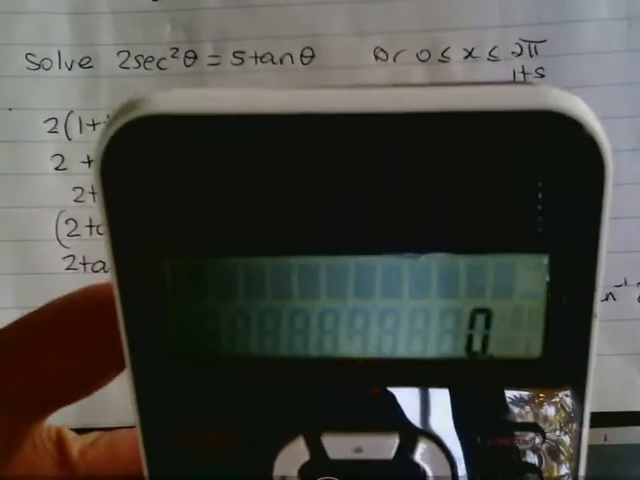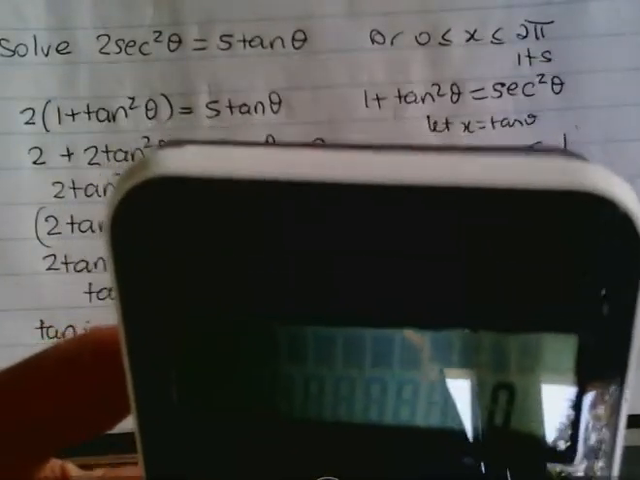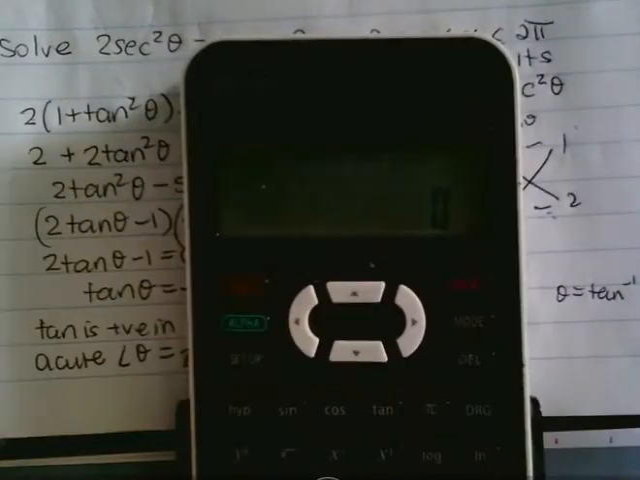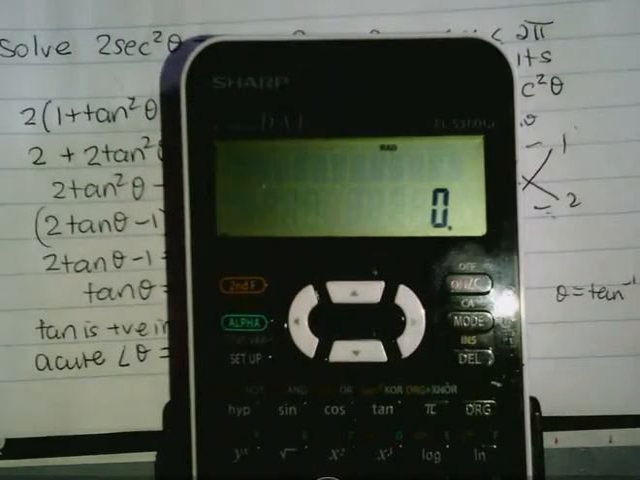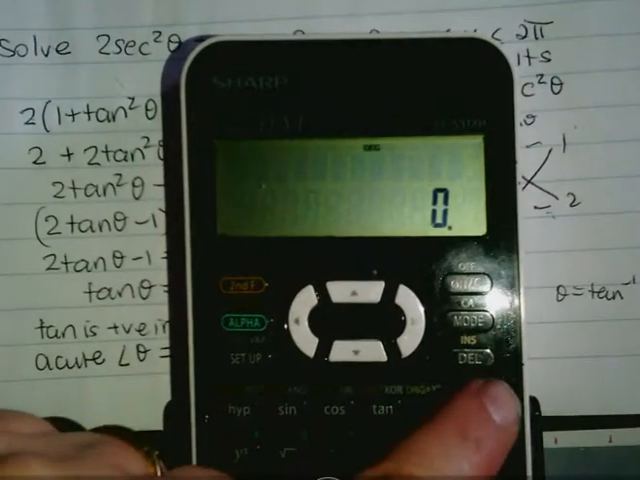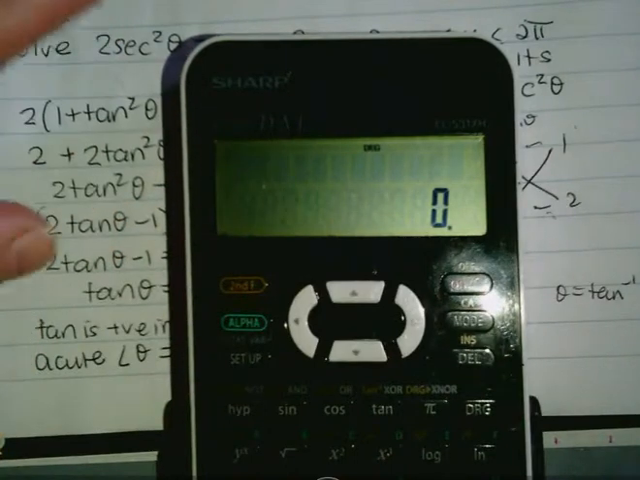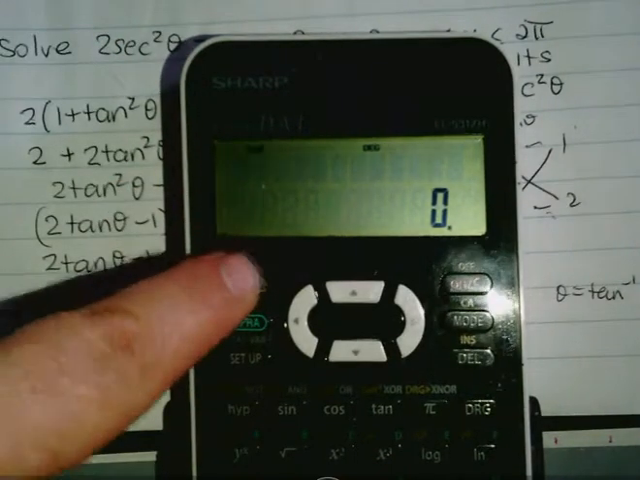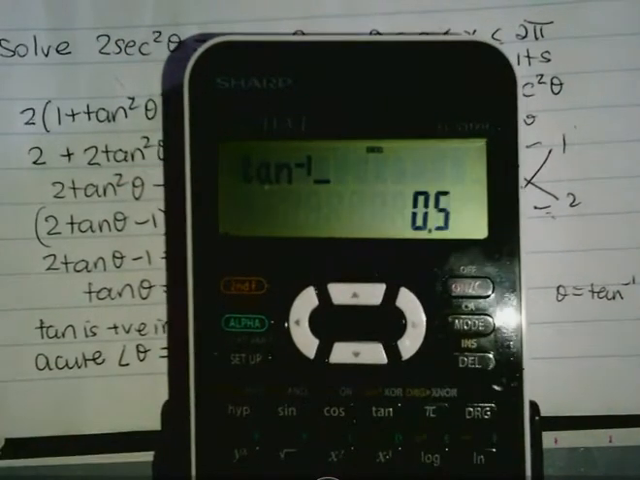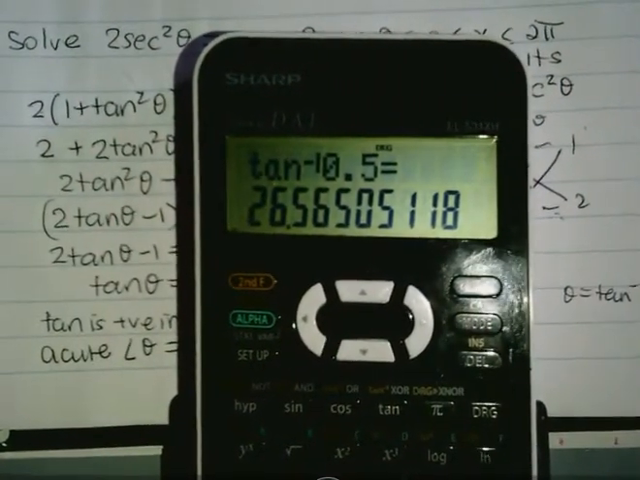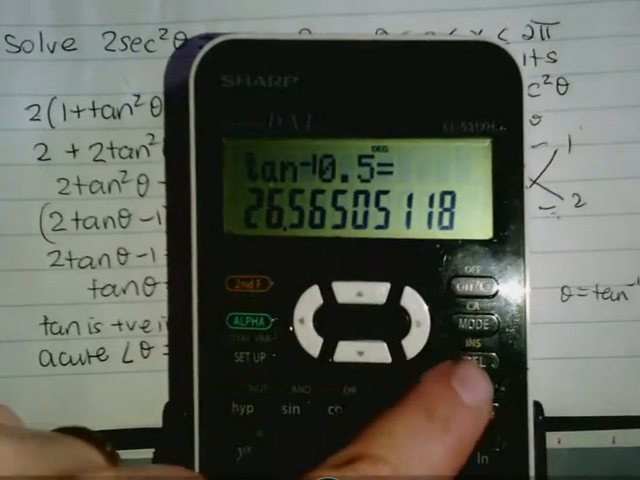I must change my mode, so I can't do it in degrees mode, because if I do shift tan of 1/2, I end up with 26 degrees, and remember we're working in radians, so that's incorrect.